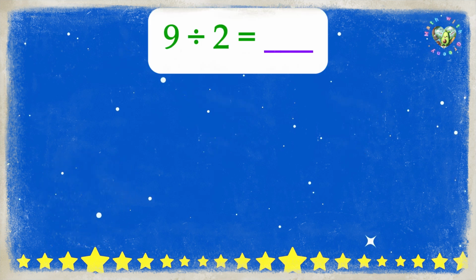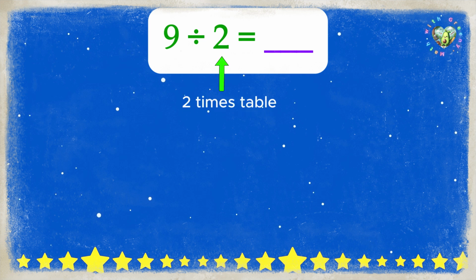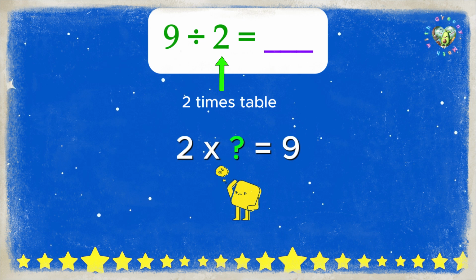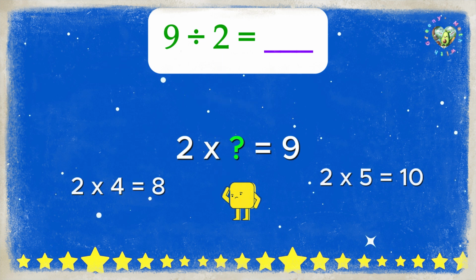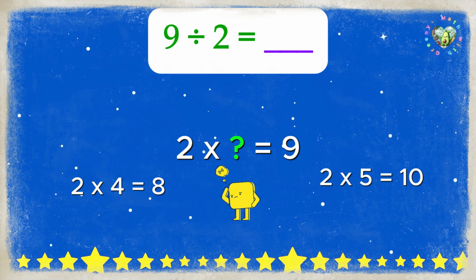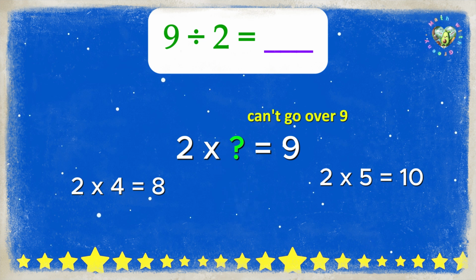9 divided by 2. I think about the 2 times table. 2 times what equals 9? 2 times 4 equals 8 and 2 times 5 equals 10. We can't go over 9. So I stop at 2 times 4 equals 8.